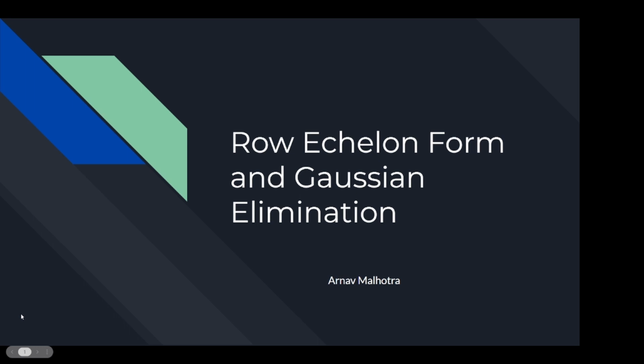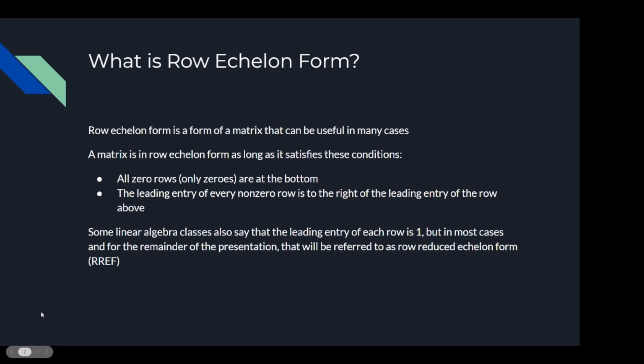So this video will be about row echelon form and Gaussian elimination. Row echelon form is a useful form of a matrix that has lots of uses, such as solving systems of equations. Gaussian elimination is the process that's used to get to row echelon form. It's sometimes called Gauss-Jordan elimination, but that is slightly different. That's an extension of Gaussian elimination that is used for solving for row reduced echelon form, which we'll get to later.